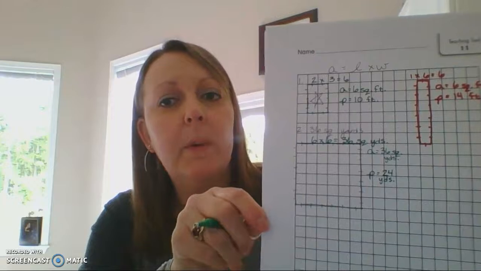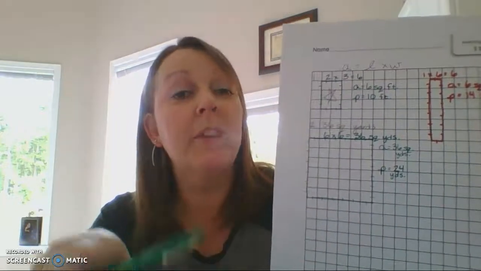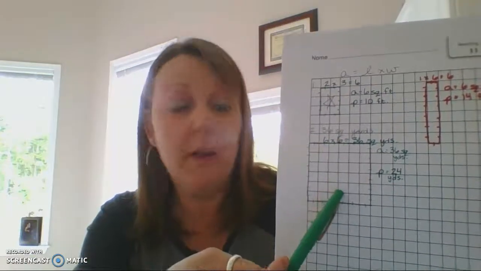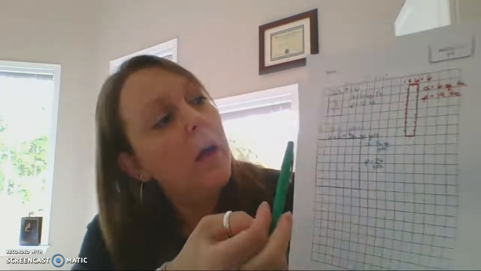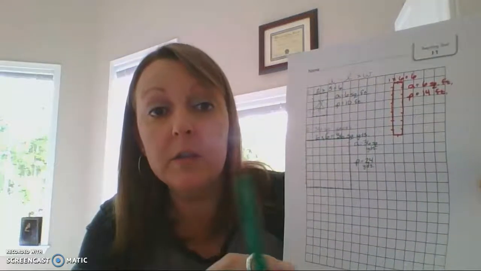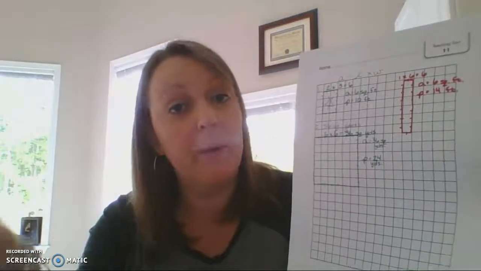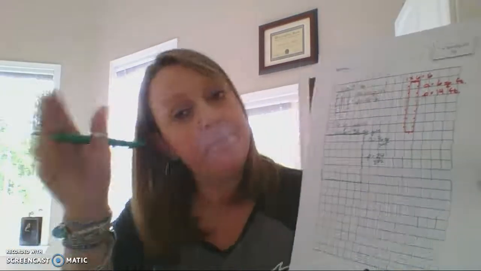So now I have to come up with one more way. And I know some of you are thinking, Miss Abel, that's a square. And that's okay because remember, a rectangle can also be the shape of a square. But a square cannot be a rectangle because it has to have all the same sides. All right, now let's figure out the next one.